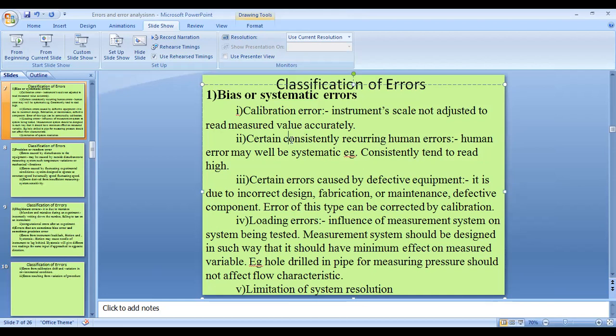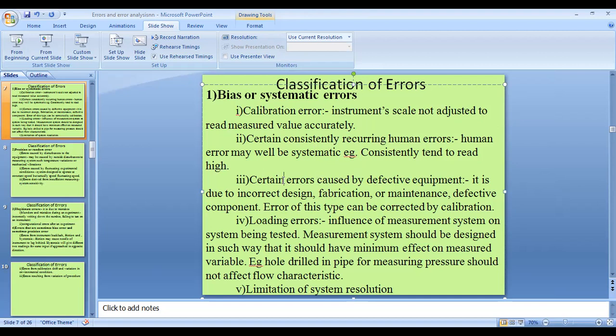Then there are certain consistently recurring human errors, like humans have some tendencies. Suppose the person is taking the reading in the wrong way. Like if you see the rotameter, it is expected you take the reading at the top of the floating bob. But if you are taking it at some other level, what will happen? A bias error will occur. So we can eliminate this human error by properly training the person.